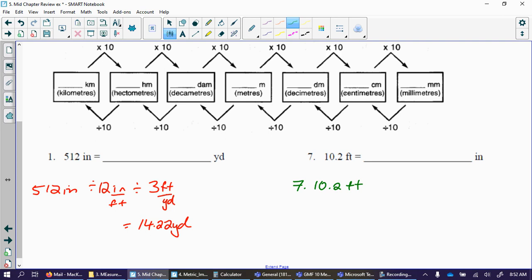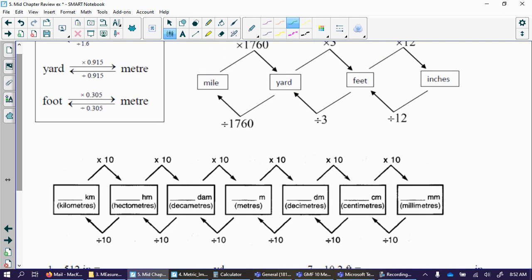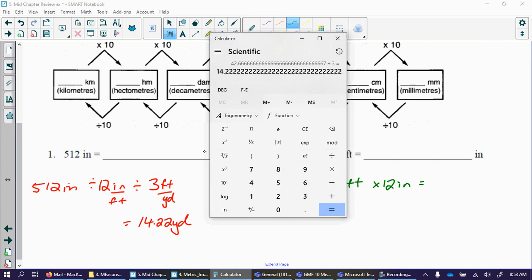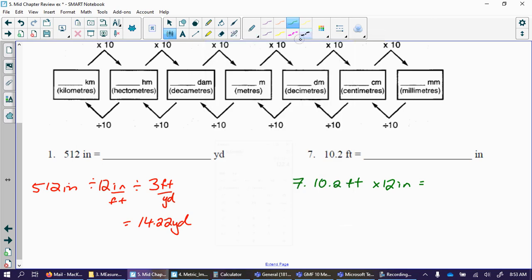And this is very easy: 10.2 feet to inches is 1 step, just multiply by 12. That's 122.4 inches.